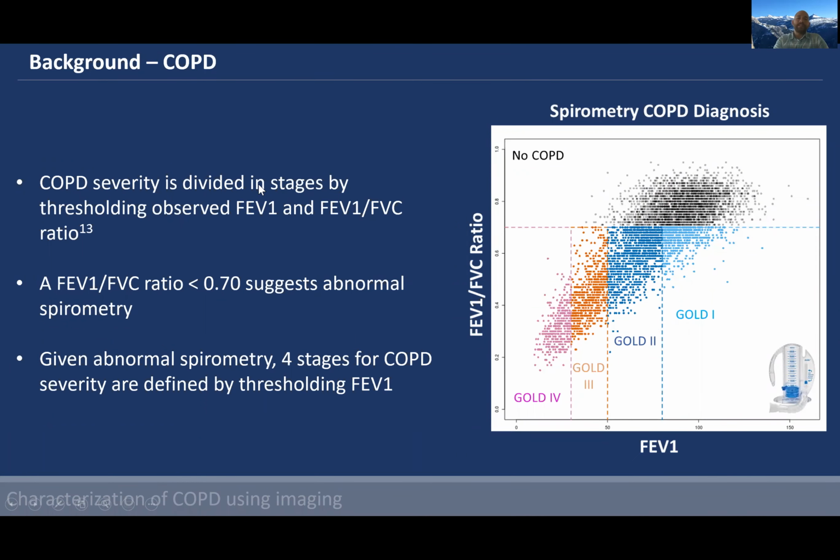So COPD severity is divided into stages. We call them GOLD stages, and they're defined by simple thresholds on these two metrics. If you have a ratio below 0.7, that means you have some abnormal lung function, you have some form of COPD. It could be severe, it could be mild. Given that you have abnormal spirometry, you can be further stratified into 4 separate stages, GOLD 1 through GOLD 4, with GOLD 4 being the most severe. So a lot of these patients are really sick. They have a lot of dead lung tissue and emphysema.